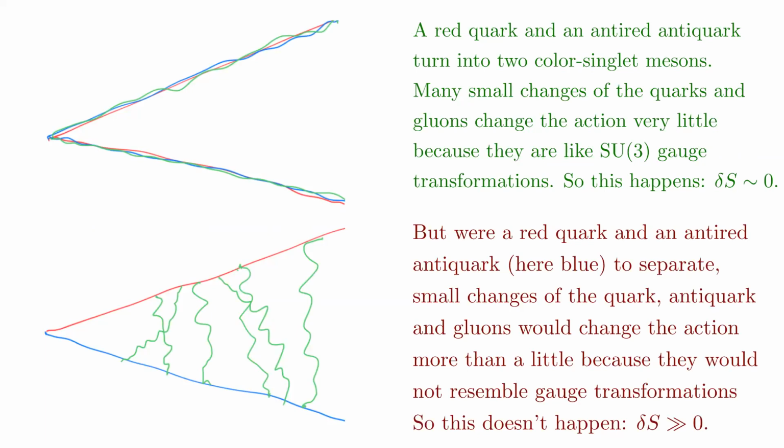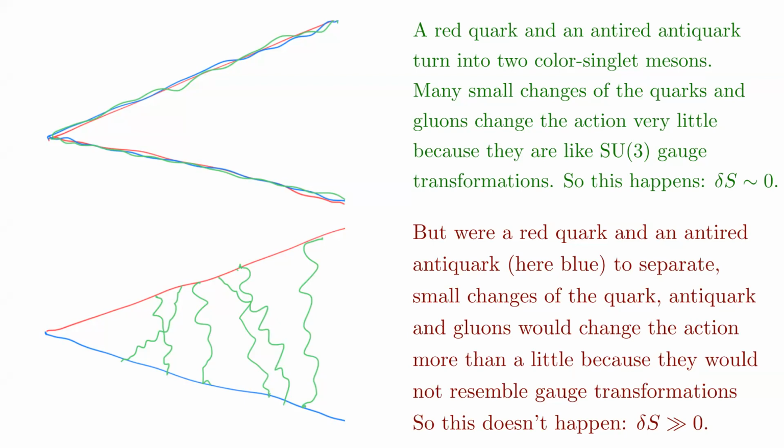This side is completely speculative, and if there had been more white space, I would have put "speculative" as a warning. I think there may be some truth in it somewhere, but I can't really formulate it. The idea I have here is you have a red quark and an anti-red quark turning into two color singlet mesons, and I can imagine that minor changes of these trajectories amount to very much something like a gauge transformation, which doesn't change the action at all. So those amplitudes would add.